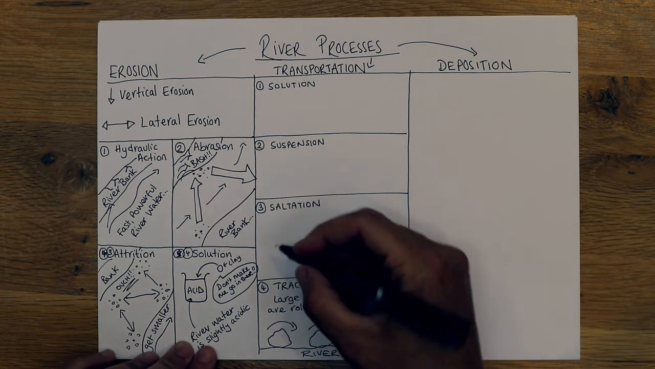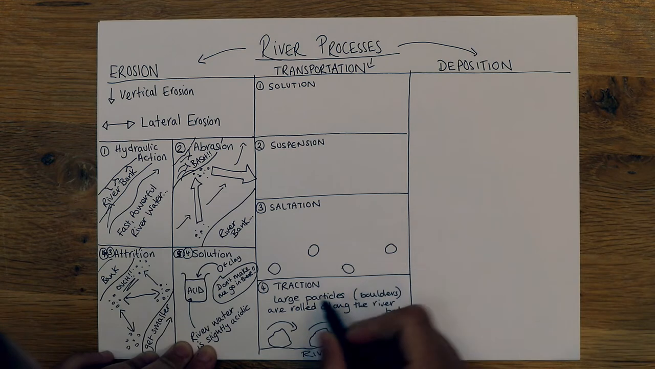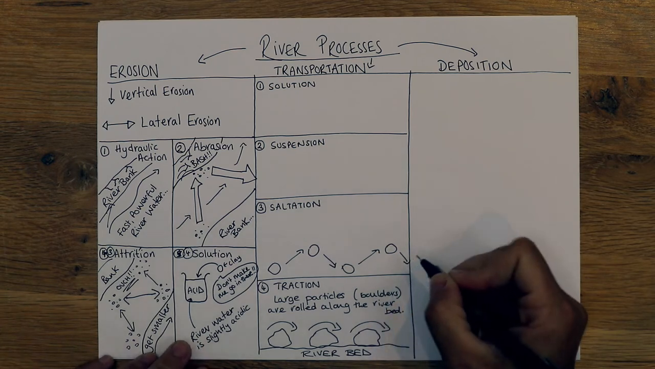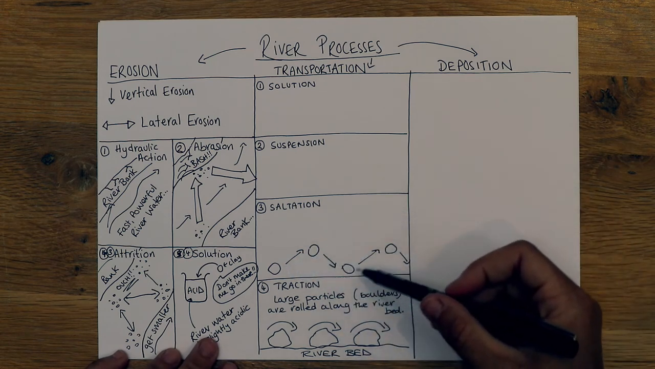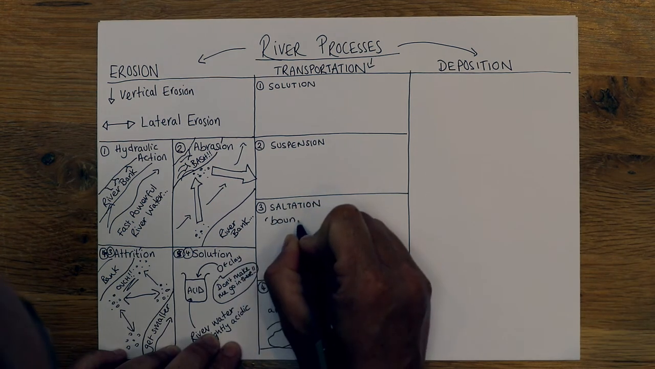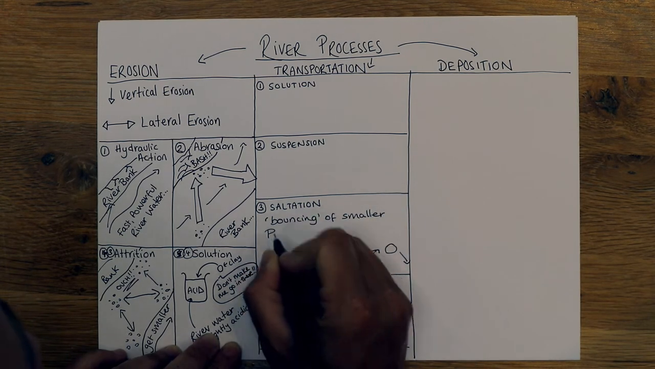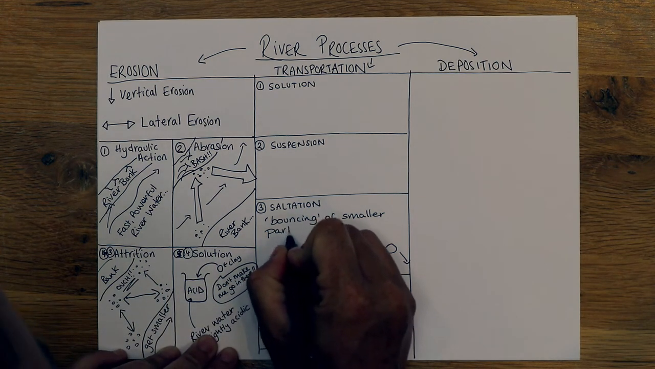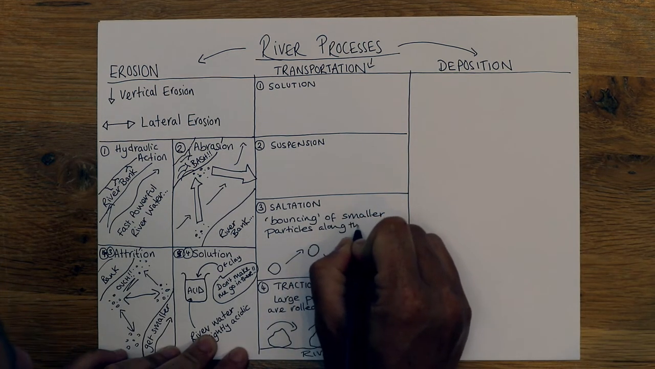Then we've got saltation. Now this one's quite fun. So this is slightly smaller. You can probably guess where this is going. Slightly smaller particles, and what these do, because they're slightly lighter, they can't be totally carried in the water, but they bounce. So they just bounce up and down as they move along the riverbed. So if you write, this is the bouncing of smaller particles. And remember, they get smaller through attrition because they're bashing into each other. So bouncing of smaller particles along the riverbed.